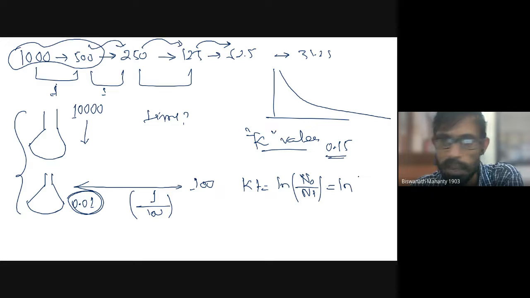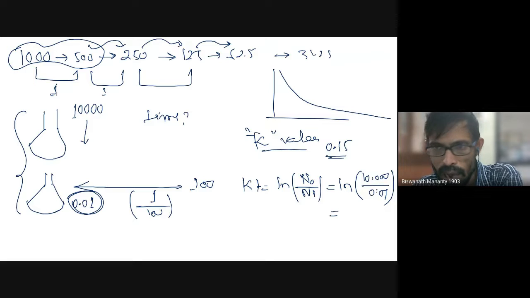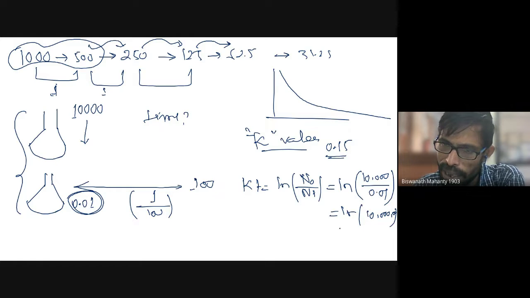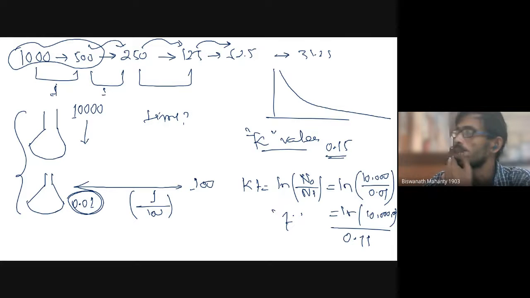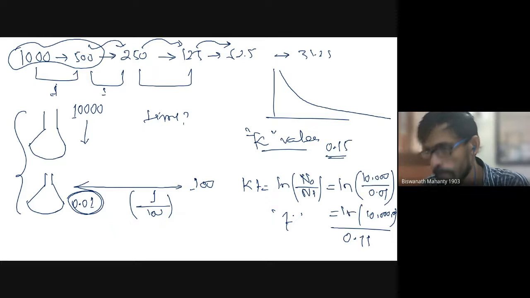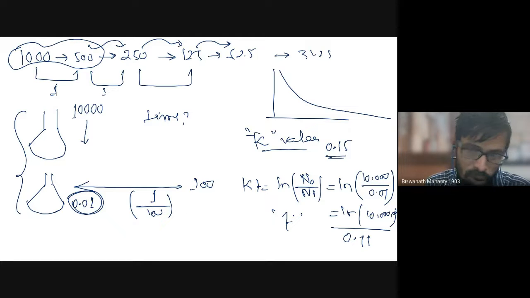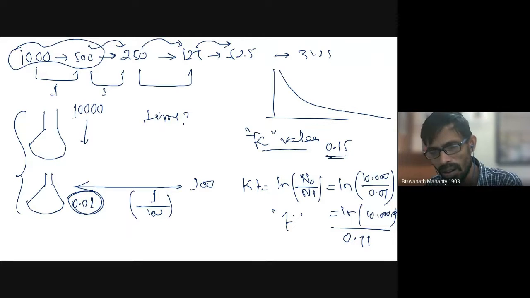So ln, for example, 10,000 by Nt, which is, for example, 0.01. So I can have 10,000 by 0.01, meaning ln of 10,000, another 20 will come. Of course, a big number. You can do the calculation. And then I'll divide it by k, K equal to, for example, 0.15. So I'll get the time. So time calculation from death kinetics is really easy. It is not really a difficult job. Simple mathematics is involved. But okay, that is all understandable.